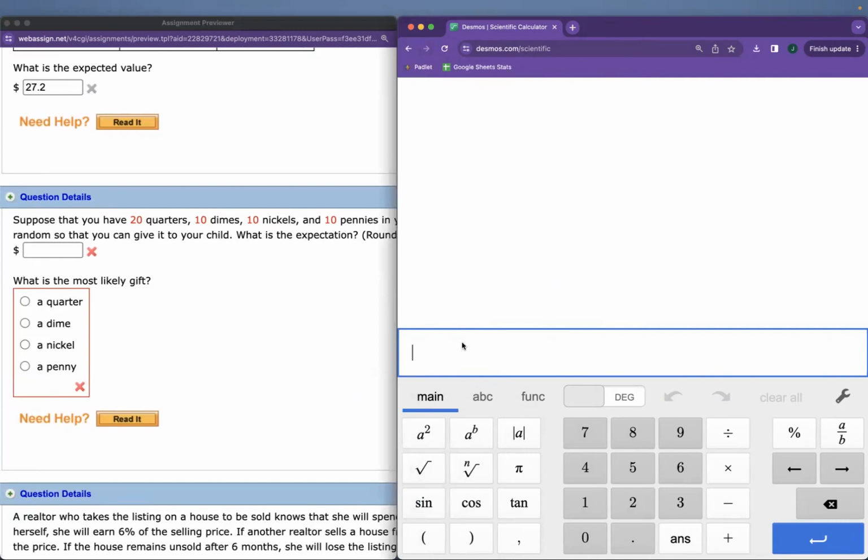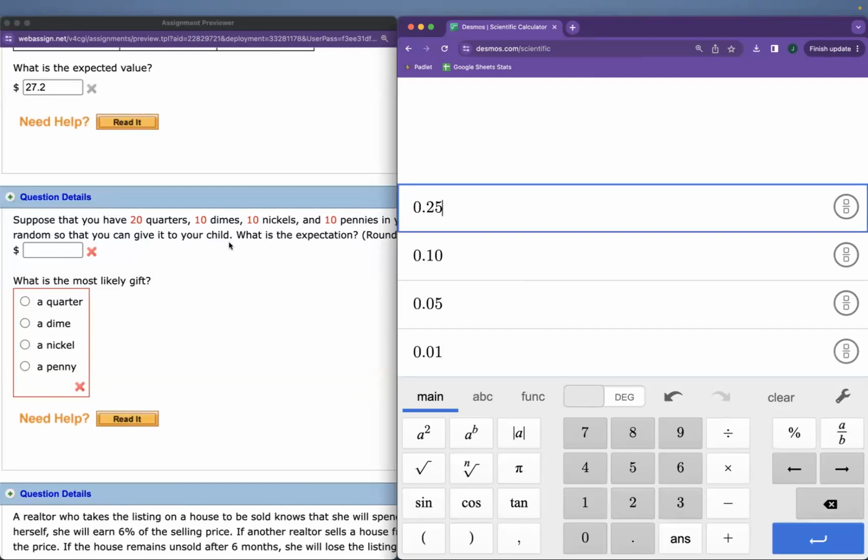Okay, 20 quarters. So let's make a list of our values and their outcomes. So a quarter is 0.25, right? Dime is 0.10, 10 cents. Nickel is 0.05, and penny is 0.01. Those are the values, right? What are their probabilities? Well, you got 20, 10, 10, 10. That's 20, 30, 40, 50 total.